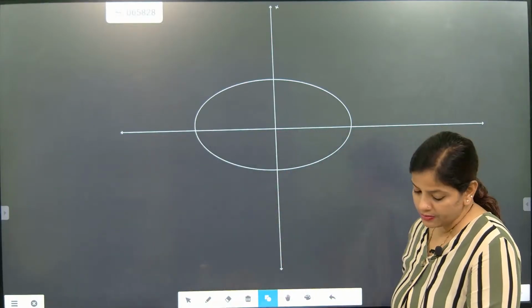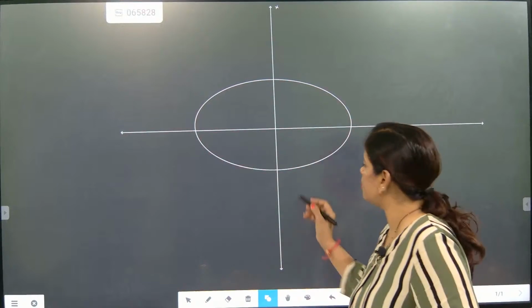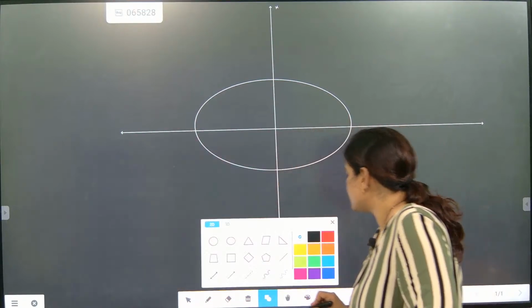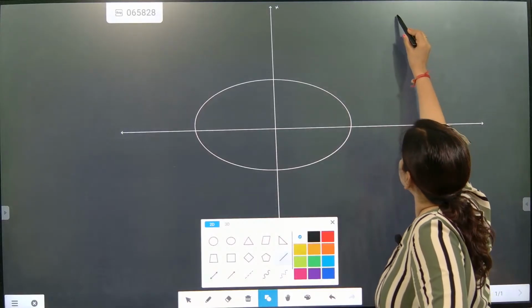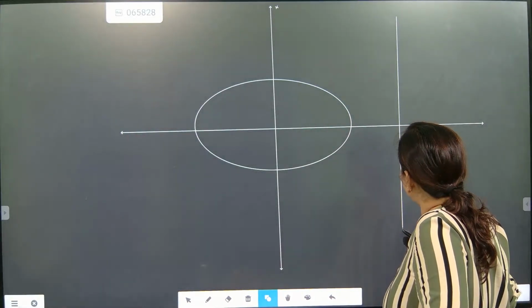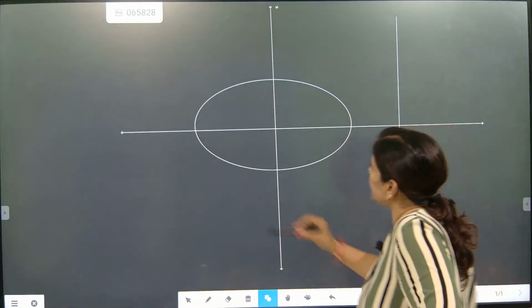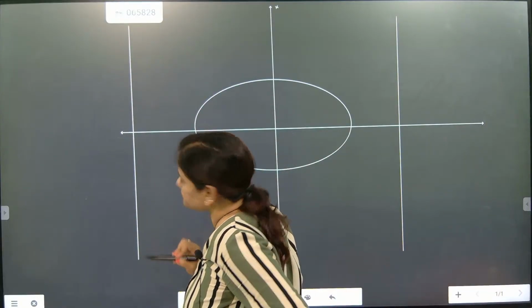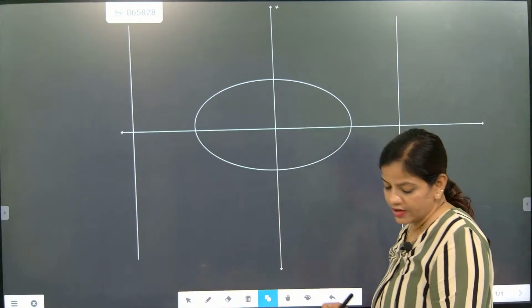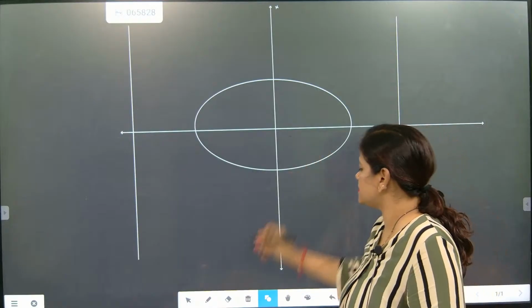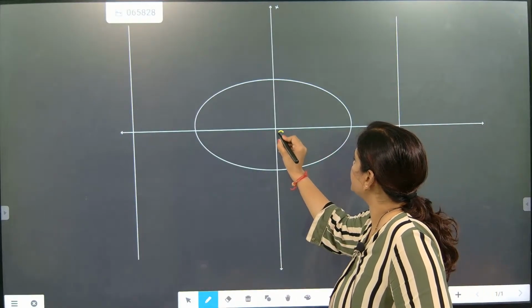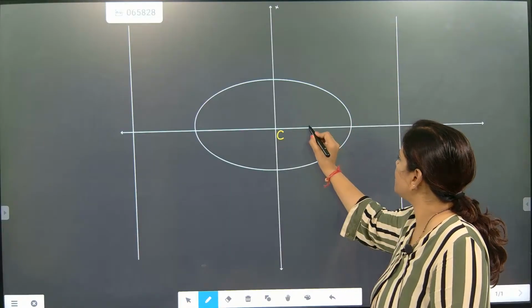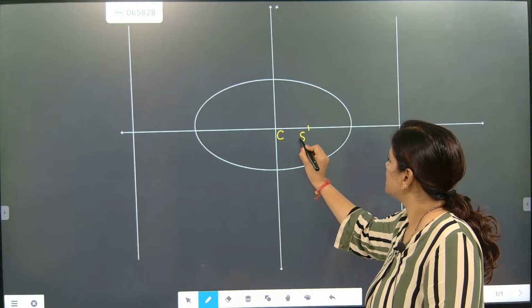If somebody asks you, first write down what exactly the directrix is and what all factors are present here. First check that the line which is symmetrical on both axes, this part is the directrix line. Two directrix lines will be there. When we draw the directrix line, this will become the center line. This we will write as C. Once we write this as center, this will become the focus.